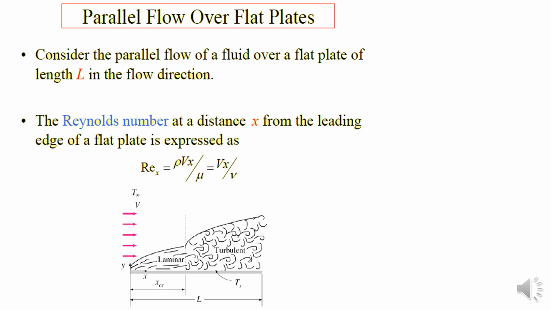So we can calculate the Reynolds number of this laminar and turbulent flow by using the equation shown in the slide, which is Reynolds number equals rho V x divided by mu. Rho is the density of the fluid, V is the velocity, and x is the distance.